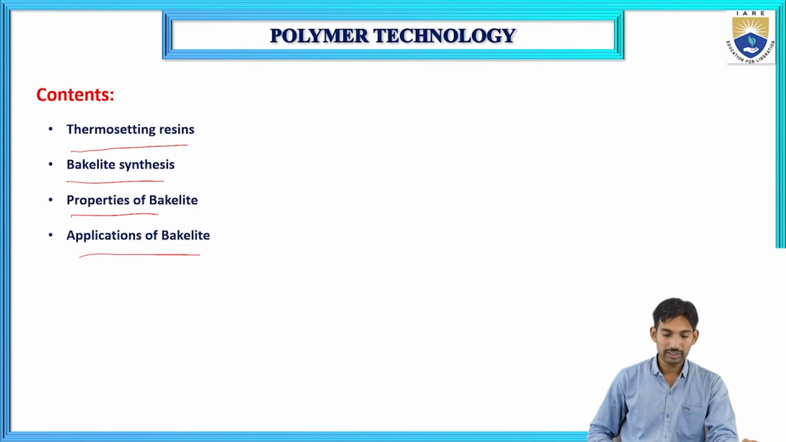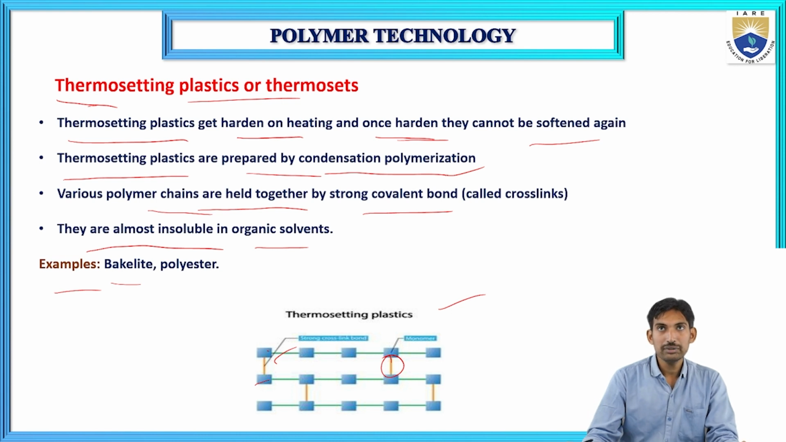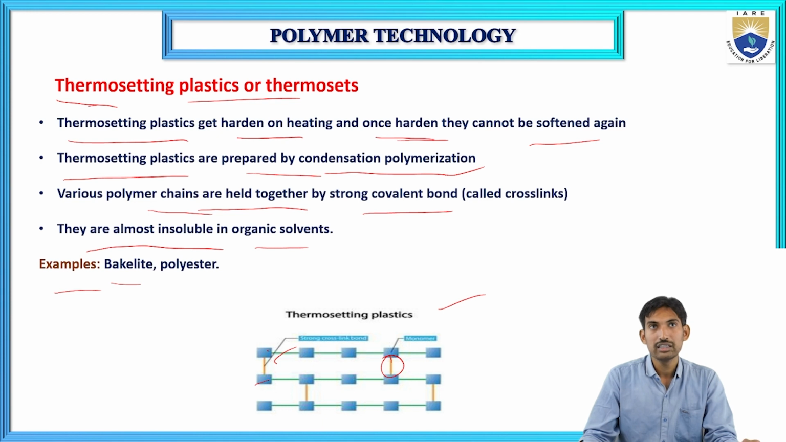In this video, what I have covered is thermosetting plastics or thermosets. What is a thermosetting plastic? Thermosetting plastic gets hardened on heating, and once hardened, it cannot be softened again. Those are called thermosetting plastics.